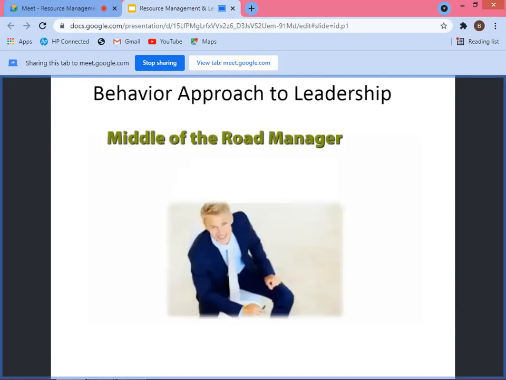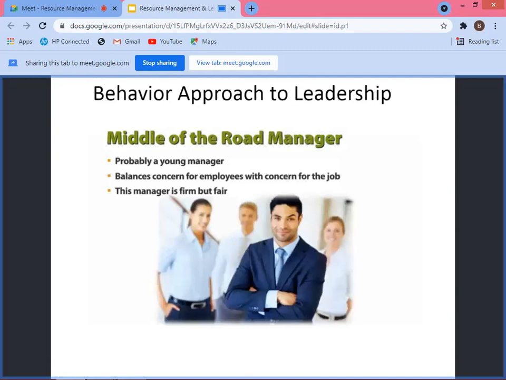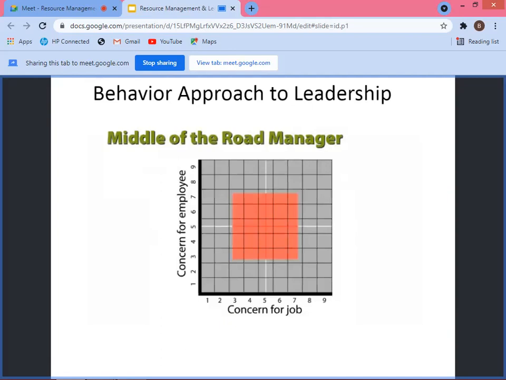Middle of the road manager, this is in the middle, probably a young manager. Balances concern for employees with concern for the job. The manager is firm but fair. A young manager. He wants to prove something. He wants to learn something. He's very keen on improvement. He's very keen on development. Development for the job, development for the people. So it's really balancing it.